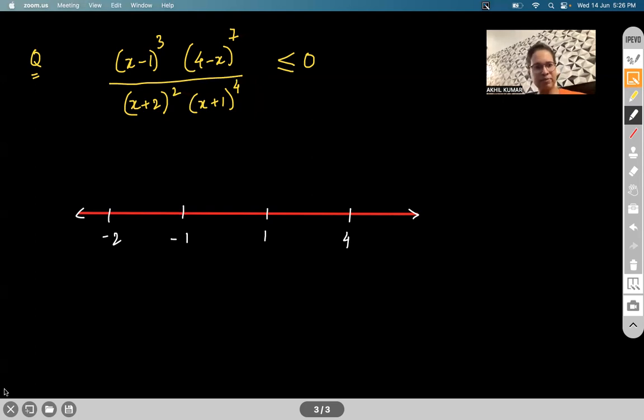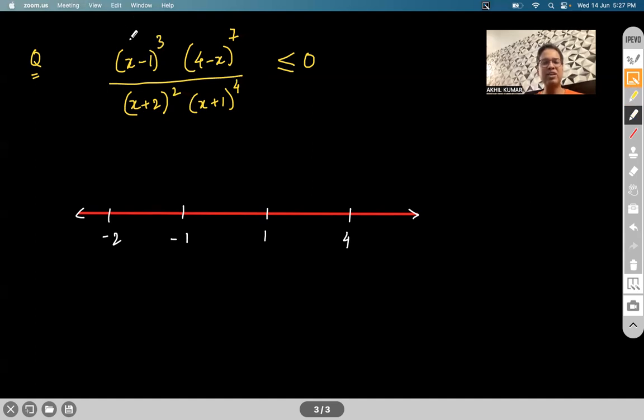Okay, so have you all put the numbers on the number line? Now start with the rightmost interval. Take any value which is lying in this interval. You may take a six maybe. So if you put a six here, this is for Taran as well. If you put a six here, this is six minus five cube.